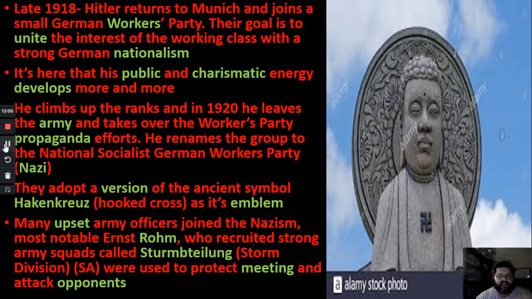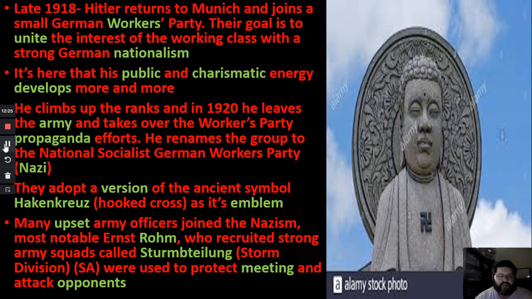So basically, one of the first things he does, he says, we need to change our name. Instead of the German Workers' Party, we need to be the National Socialist German Workers' Party. A shorter name for that, Nazis. Okay. Now, they have a new name.